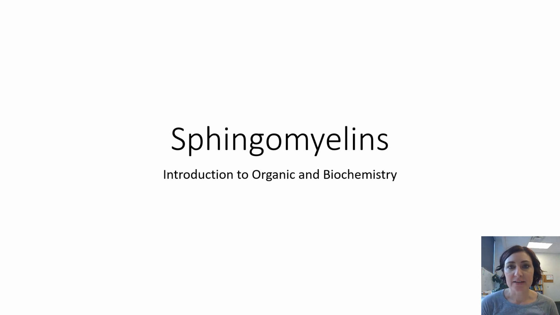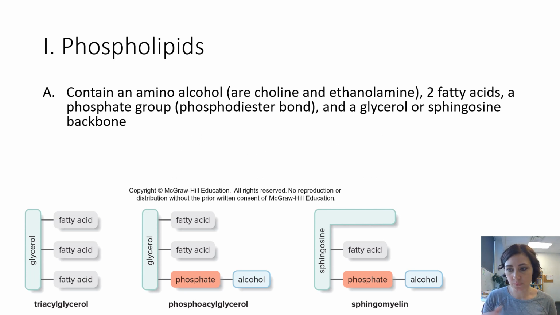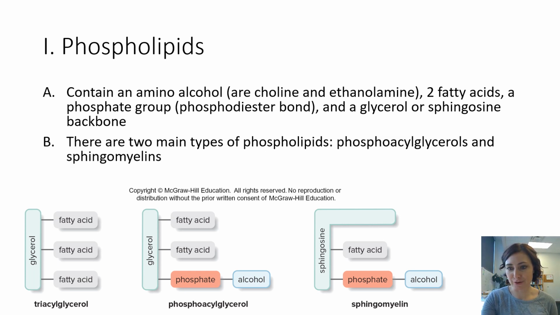All right, sphingomyelins are a class of phospholipids, and we introduced that in the last podcast. So now we're going to talk specifically about this second class of phospholipid. We've already talked about this slide on our last podcast, but I wanted to refresh your memory on the structural differences between triacylglycerols and phospholipids, and then we're going to look at phosphoacylglycerols versus sphingomyelins.